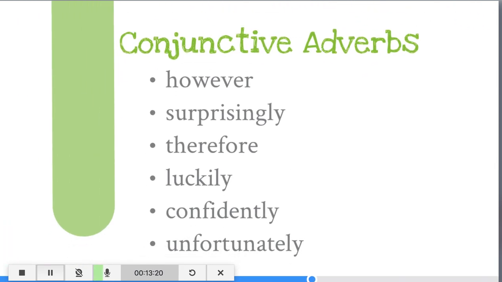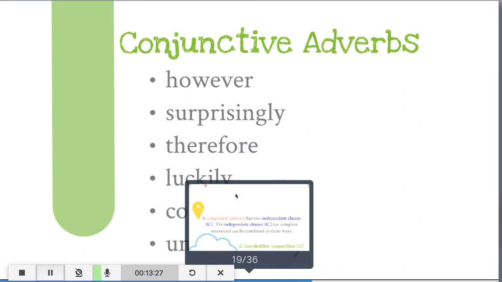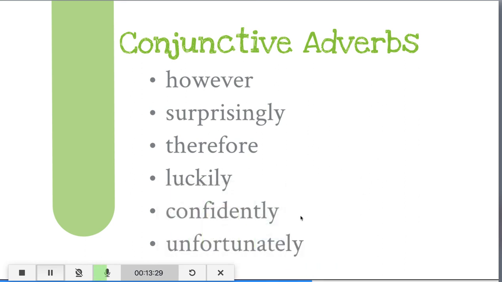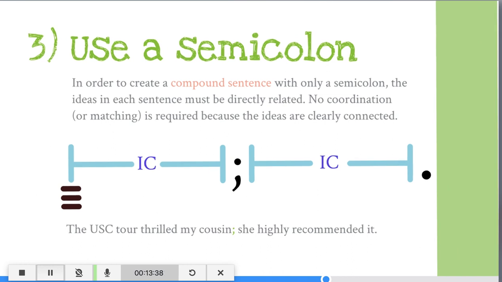Now, these are some conjunctive adverbs that they provide you. However, surprisingly, therefore, luckily, confidently, unfortunately. The -ly words, as you can see, are adverbs, examples of adverbs, right? Now, the final example that we're going to review, method number 3, and you are not obligated. You don't have to use all of these, but I want to introduce you to a variety so you can pick and choose and see what works best for you.